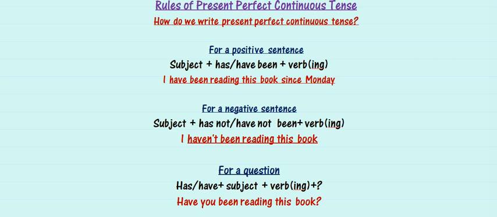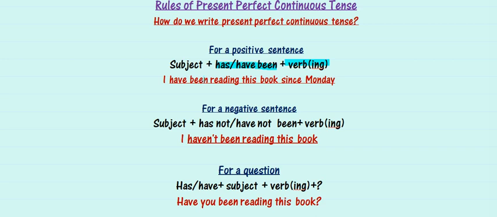Now let's see some of the rules of the present perfect continuous tense. That is, how do we write this tense? For a positive sentence, you need to write the subject, which will come along with has or have, and then been will come along with that. This is the only difference between the continuous tense and the perfect continuous tense. Whenever you're using the perfect continuous tense, always been will come along with has or have. In the last tense, there was no been being used. So in the perfect continuous tense you apply been along with has or have, and your verb will end with ing. That is, verb plus ing.